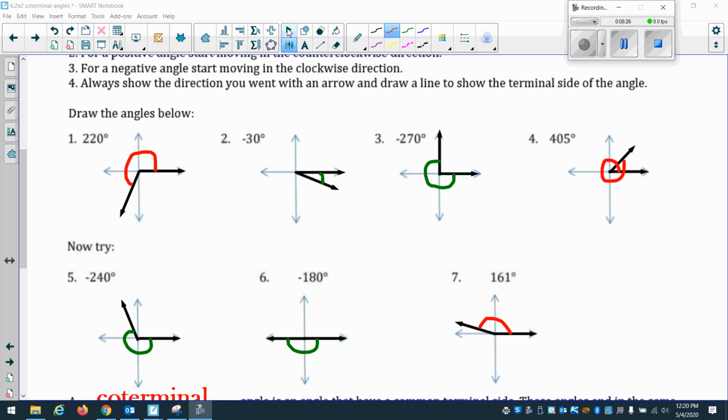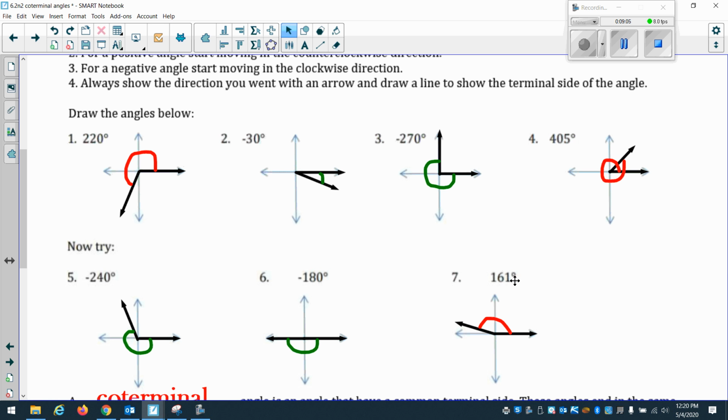Okay, so we should have gotten the following. Negative 240 going in the clockwise position. If you need to know where that lands, well, you take negative 240 plus 360 to get 120. So negative 240 is a negative coterminal angle of 120 degrees. Now negative 180, it's negative. We're going in a clockwise direction and we end up at 180. So negative 180 is a coterminal angle of 180.